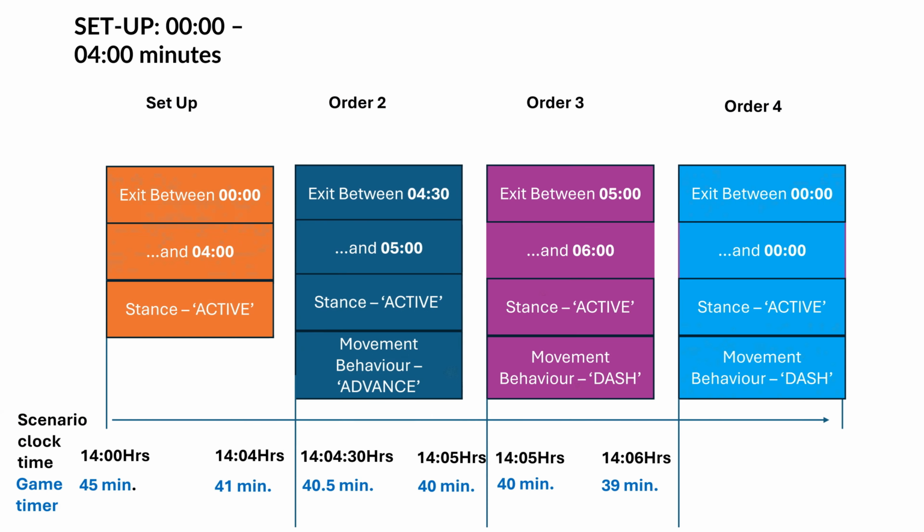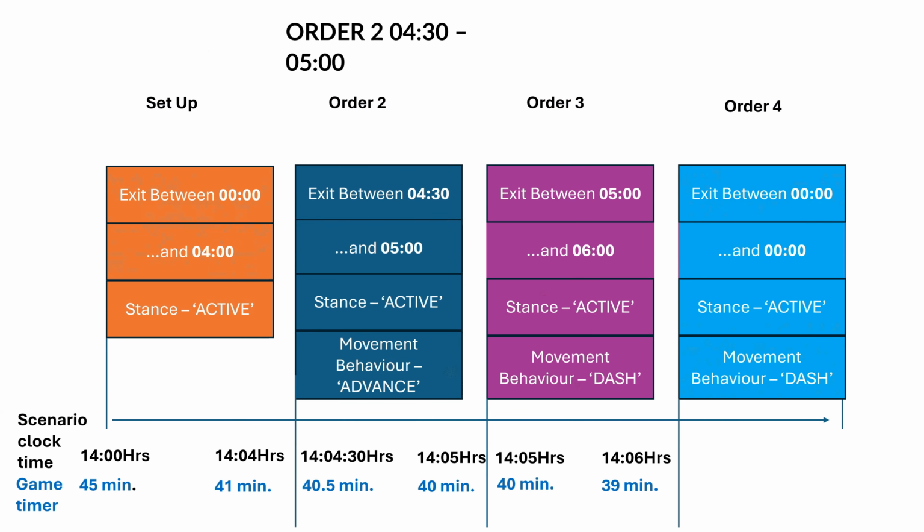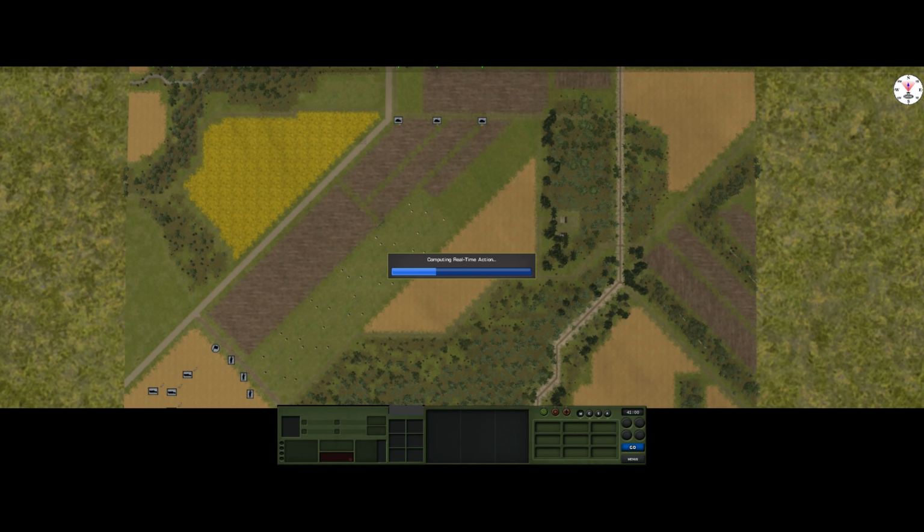Order 2, 4 minutes 30 seconds to 5 minutes. This means that the AI group of Panthers will sit at this painted spot till the clock reaches 4 minutes and 30 seconds, or in scenario time that would be 1404 hours and 30 seconds, and then it will move out using the movement behaviour as indicated under order 3.